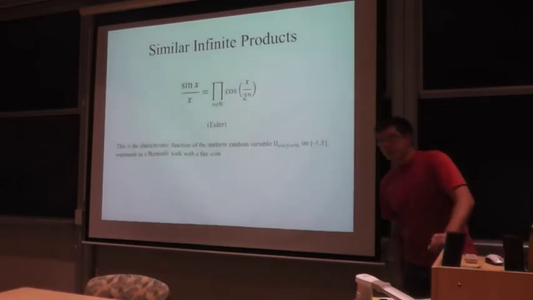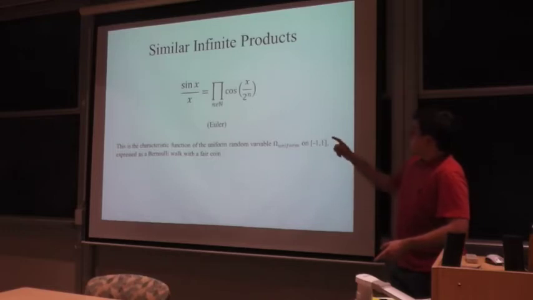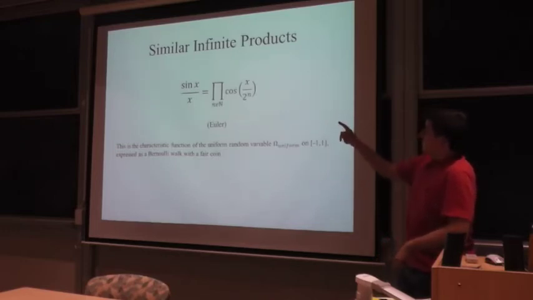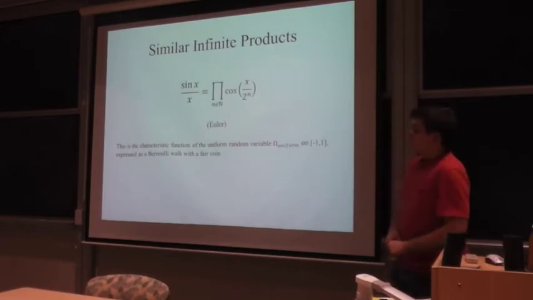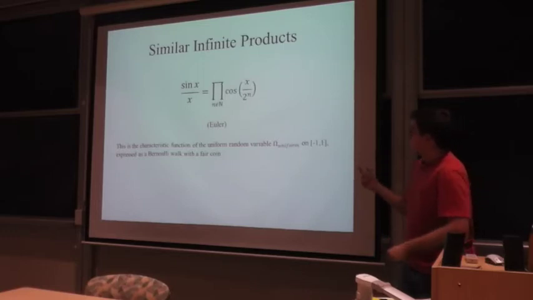So in our research, we did find similar infinite products that look similar. For example, from Euler, we have the infinite product of cosine of x over 2 to the n, which turns out to be sine x over x. And we know that this is the characteristic function of a uniform random variable on the interval -1, 1, expressed as a Bernoulli walk with a fair coin, as flipping between 1 and -1.